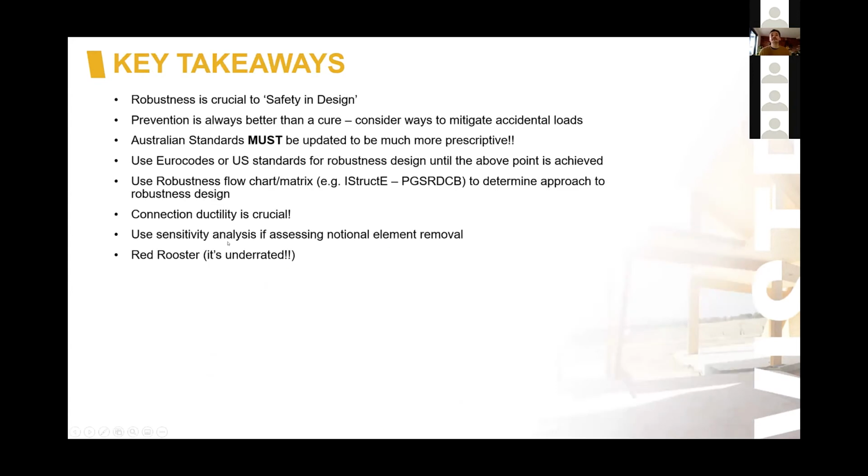So some key takeaways: robustness is crucial to safety and design, and it's very important in the design of any structure. So getting your head around these issues is really important. Prevention is always better than the cure. So if you can implement strategies to mitigate having to design for accidental load cases, let's take a case of an external column, you might put bollards around it to prevent impact loads or something like that.